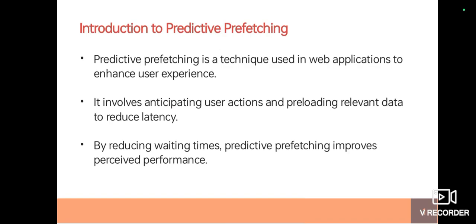Introduction to predictive prefetching. Predictive prefetching is a technique used in web applications to enhance user experience. It involves anticipating user actions and preloading relevant data to reduce latency. So it is mainly used to reduce latency, and it also gives a better experience to the user. We don't always have to write the full word. It suggests the word which we are going to write, so that may save some of the user's time. By reducing waiting times, predictive prefetching improves perceived performance.